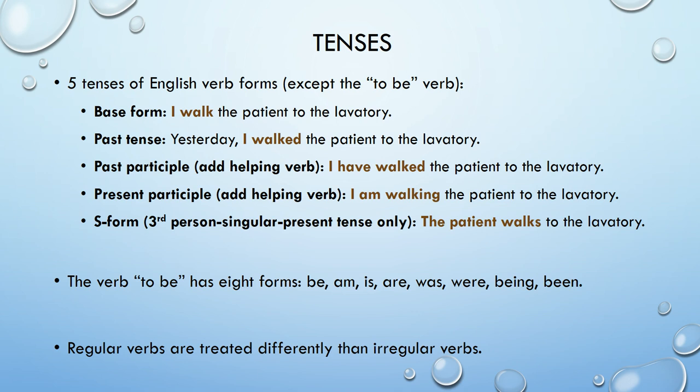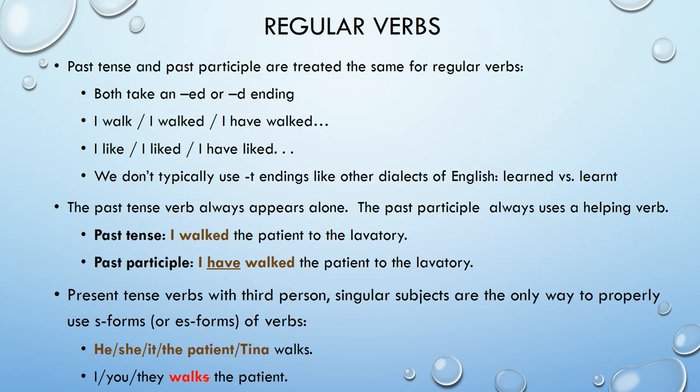Another thing to consider is that when you're changing those verbs between the tenses, so are you adding letters, etc., you need to consider if it's a regular verb or if it's an irregular verb. And of course, regular verbs are the good ones in that they're consistently following the language pattern. So past tense and past participle are treated the same for regular verbs. They both take an ed or a d ending. So I walk becomes I walked or I have walked. So adding an ed there because the word does not end in an e. Another example, I like. Since the word already ends in an e, you just add a d. I like becomes I liked, I have liked.